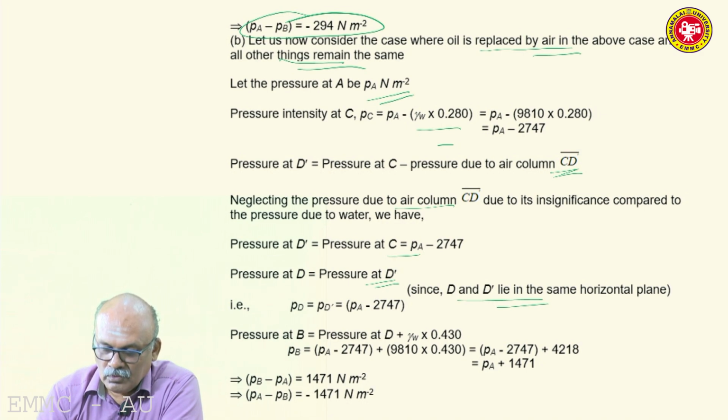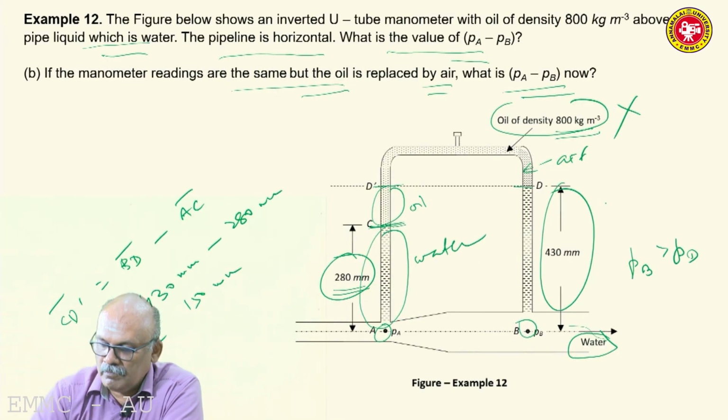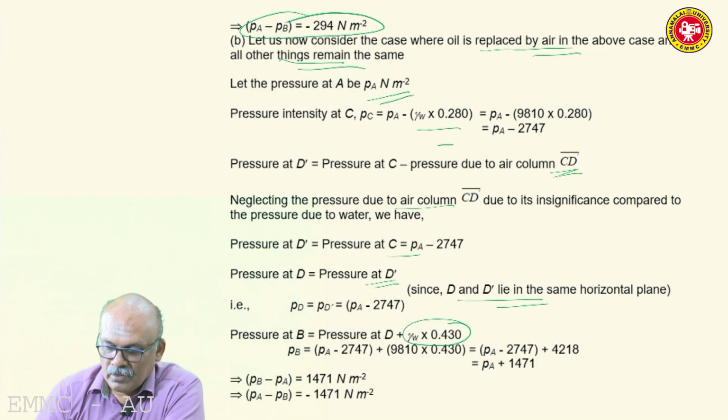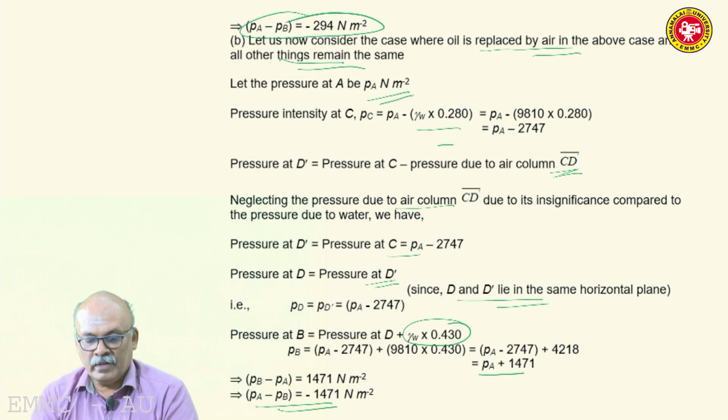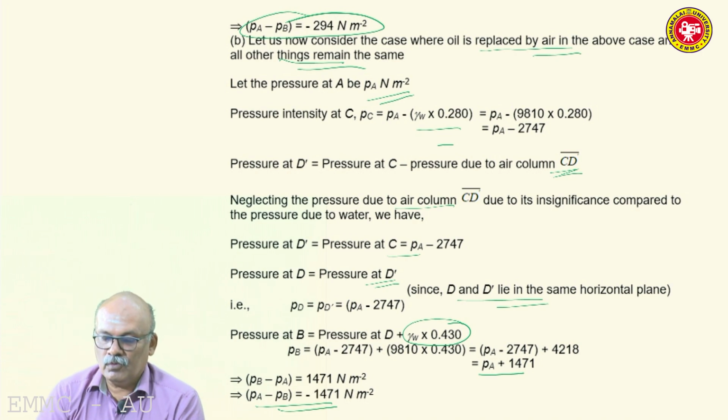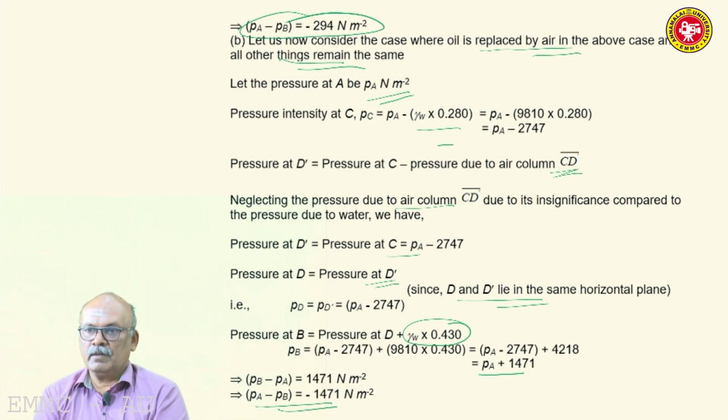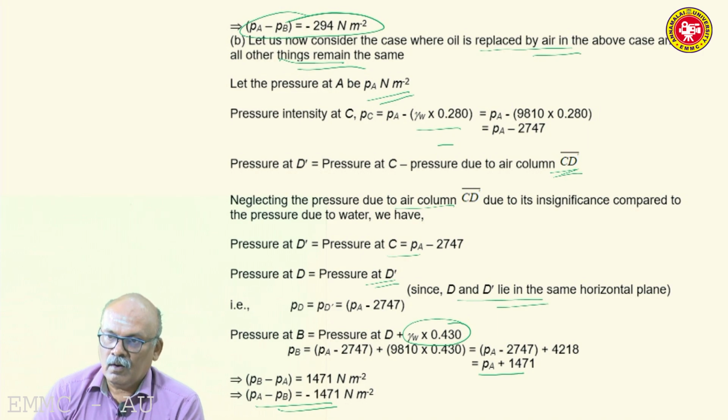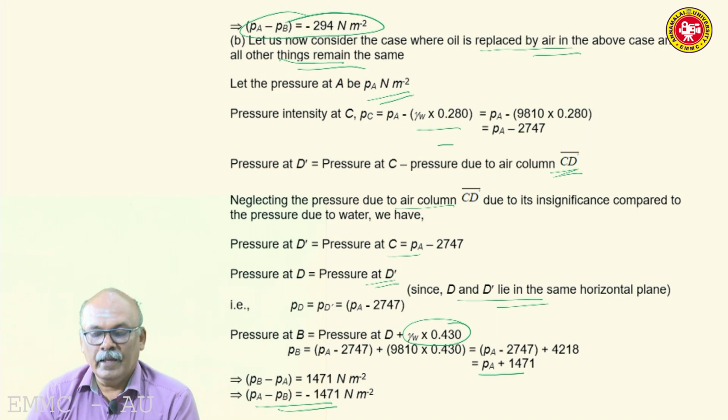So you can go through the steps. So pressure at B will be pressure at D plus specific weight of water into 0.43. So 0.43 is this column. So you get this much. So PA minus PB is equal to minus 1471 Newton per meter square, or PB minus PA is equal to 1471 Newton per meter square. So pressure at B is more than pressure at A, or the flow direction is from B to A.